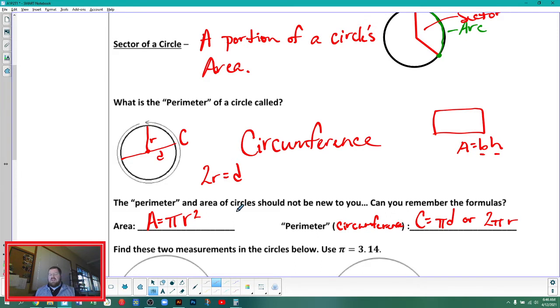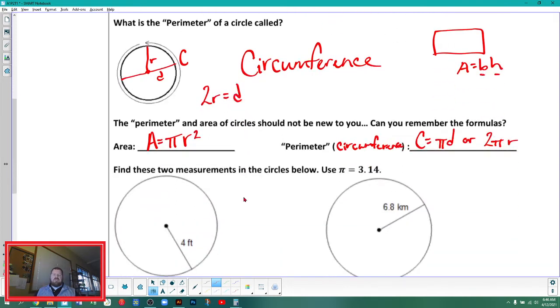Obviously, pi is a constant. Pi was actually found by people measuring the distance around a circle and the distance across a circle and dividing those two. That's how pi came to be. They found, oh, this is always the same number. Every time I take a circumference and divide by the diameter, it's always the same number. So that's where pi actually comes from.